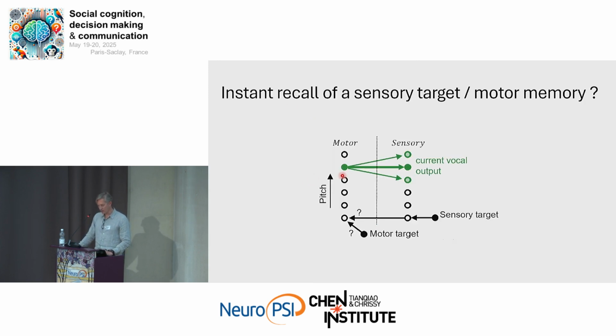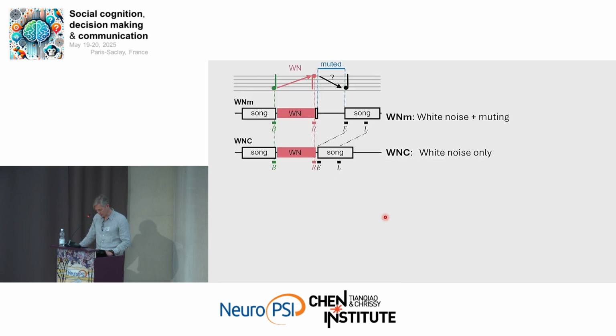So we tried very hard to get birds to take, when the birds sing, for example, here, this is pitch, they sing in this range of pitch, we tried very hard to make them sing another pitch, a much lower pitch. And we never really succeeded. I can show you all these crazy experiments we did.